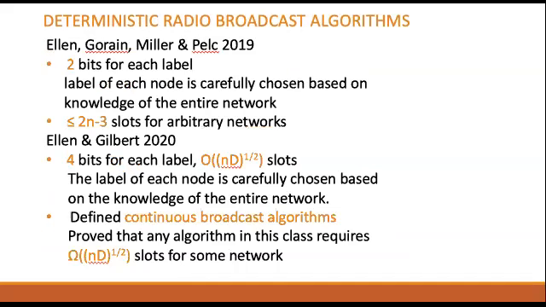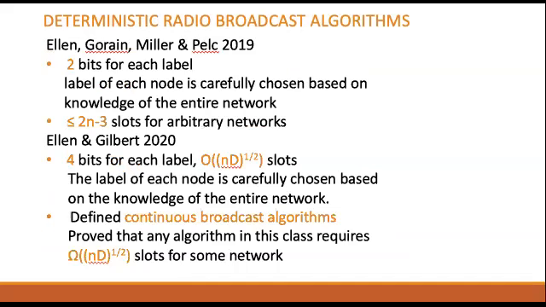A year ago, Gorain, Miller, Pelc, and I showed that 2-bit labels are sufficient to perform deterministic radio broadcast for any network. Like the algorithms on the previous slide, the label of each node is carefully chosen based on knowledge of the entire network. The broadcast always completes within 2n-3 slots, and there are networks for which 2n-3 slots are used.